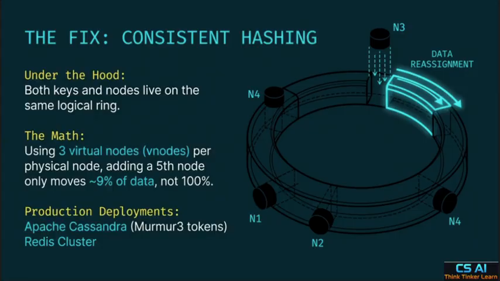Mitigation one targets structural imbalance through virtual nodes. We assign each physical shard 100 to 200 virtual or phantom positions on the ring. This averages out the hash distribution, ensuring no physical node owns a disproportionately large arc. The failure point: too many virtual nodes can consume excess router memory and overcomplicate your topology. It's a balancing act.